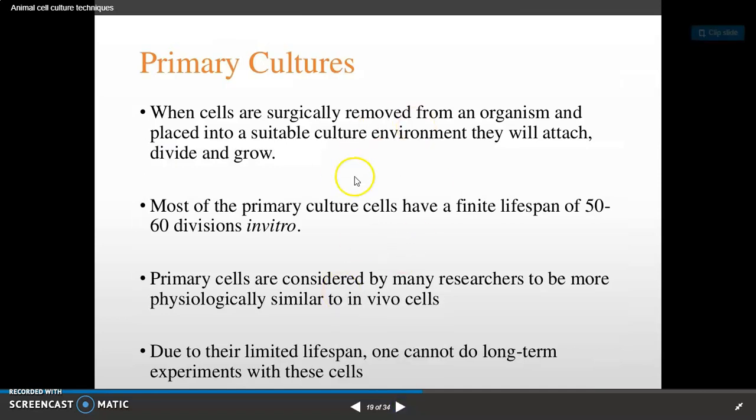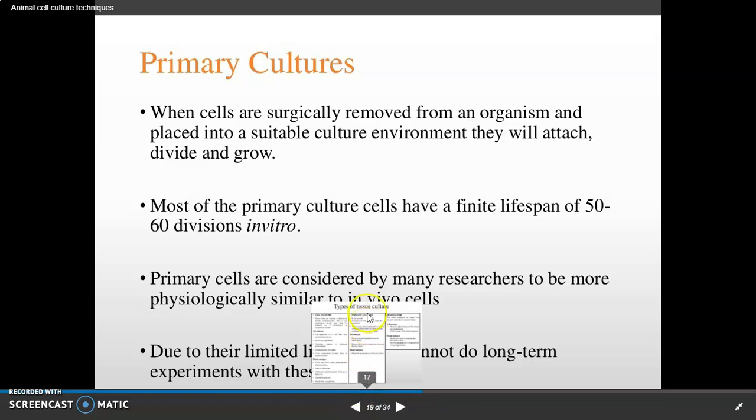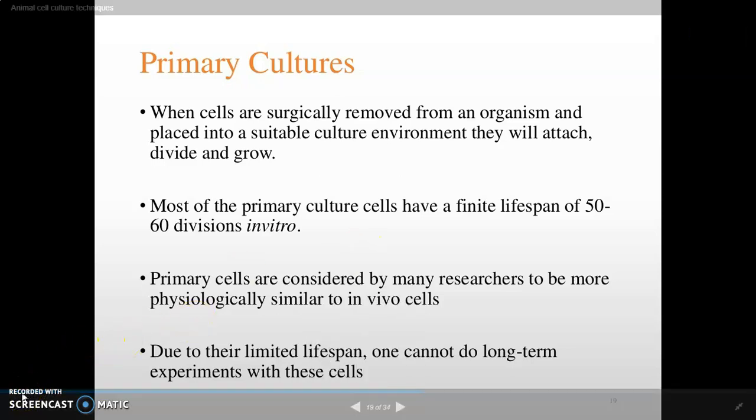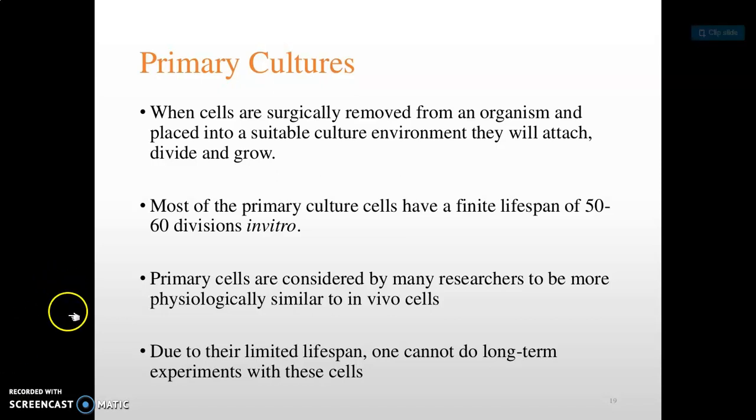And then primary cultures. Let us discuss these primary cultures in our next class. Up to this I am stopping because there is a 5 minute video recording limit in Screencast-O-Matic. That's why I will continue with primary culture in our next class.